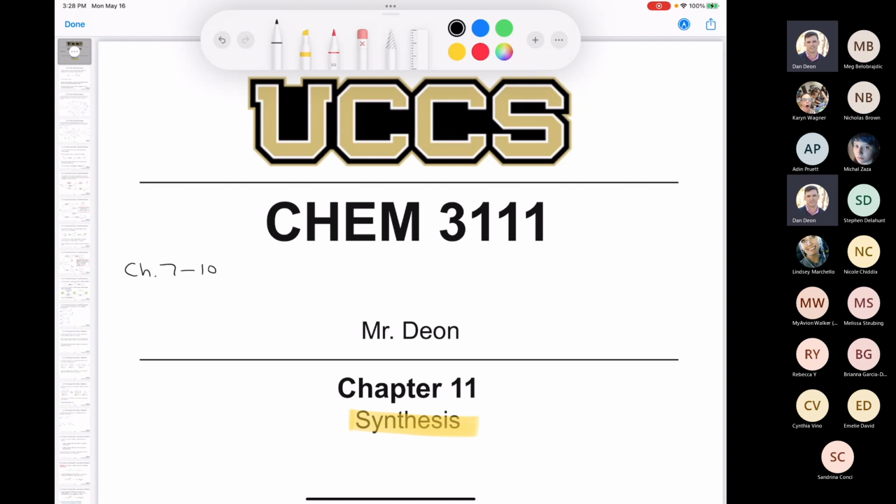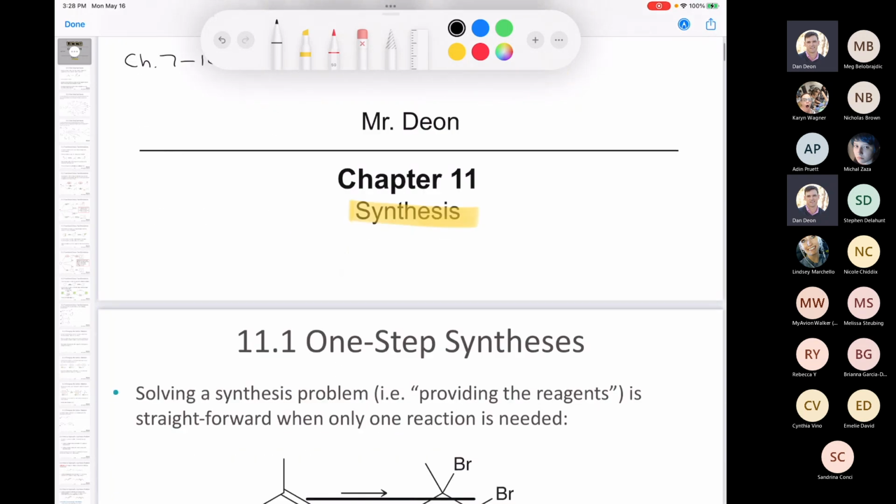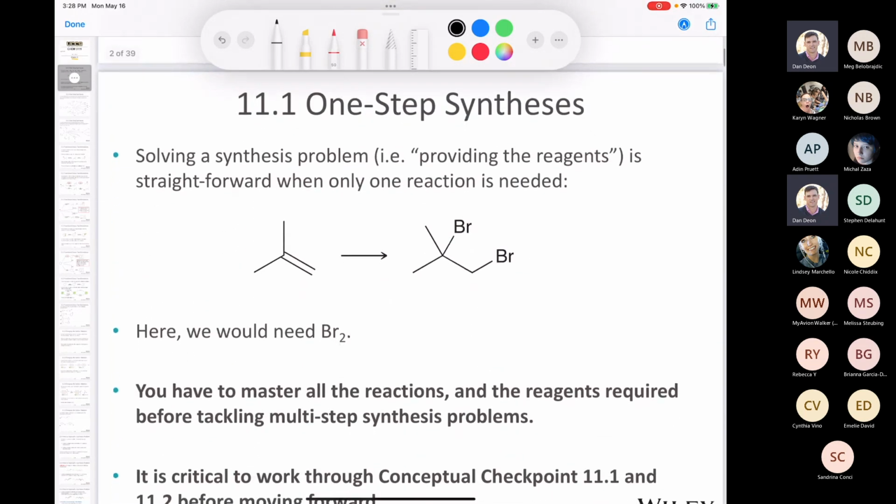Why is it light on chapter 10? Because in chapter 10, there's only a few reactions that are covered in there. Halogenation, allylic bromination, anti-Markovnikov mechanism, and that's about it. All right, well, let's get into it here.